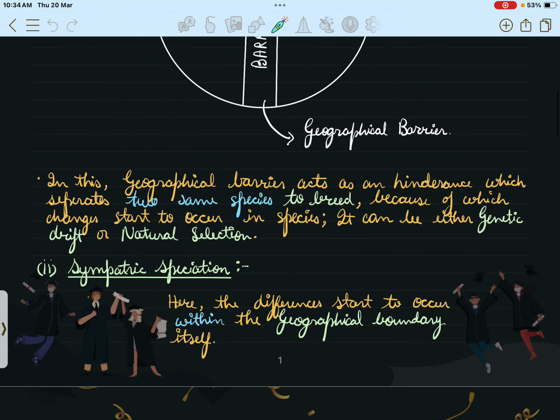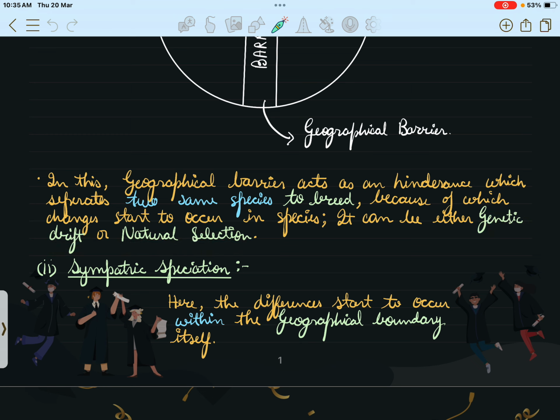So let's read the definition of allopatric speciation. A geographical barrier acts as a hindrance which prevents two groups from breeding, because of which changes start to occur in the species. It can be either genetic drift or natural selection.